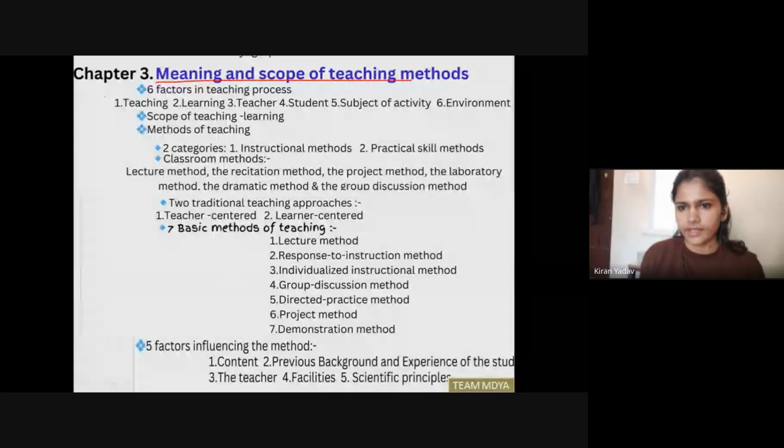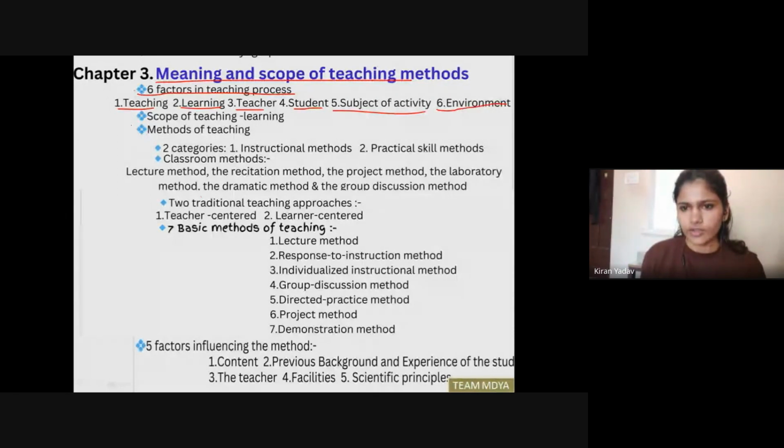In this chapter, the first topic that we will study is 6 factors in teaching process. And what are those 6 factors? First one is teaching, learning, teacher, student. Fifth is subject of activity. Sixth is environment.